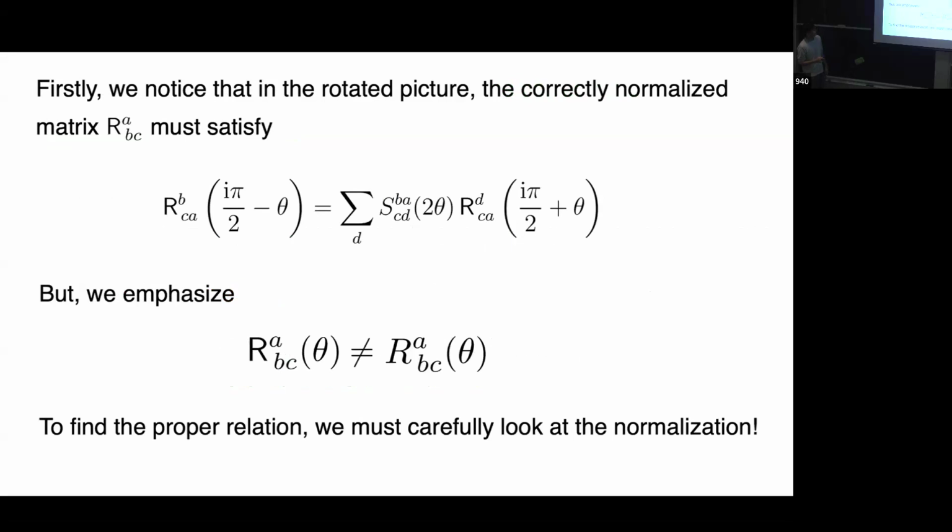So the first reason, which we note that in the rotated picture, the correctly normalized boundary S matrix must satisfy this relation. I want to emphasize that this equation is so rigid, there is no room for modification, because this can be obtained just by inserting the complete set. So this equation cannot be modified.